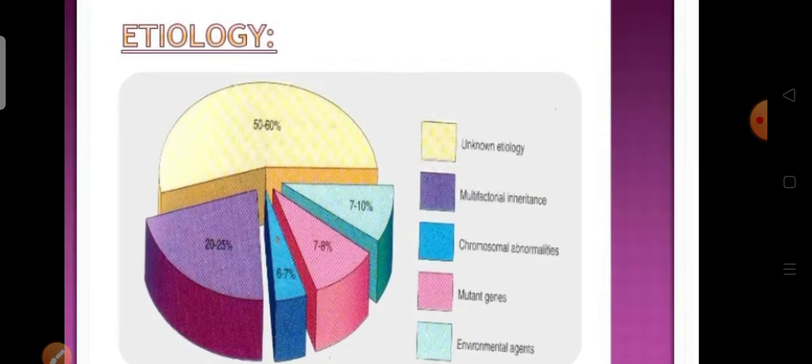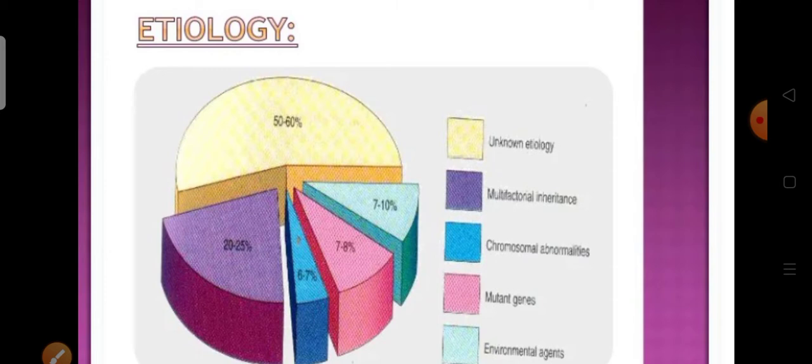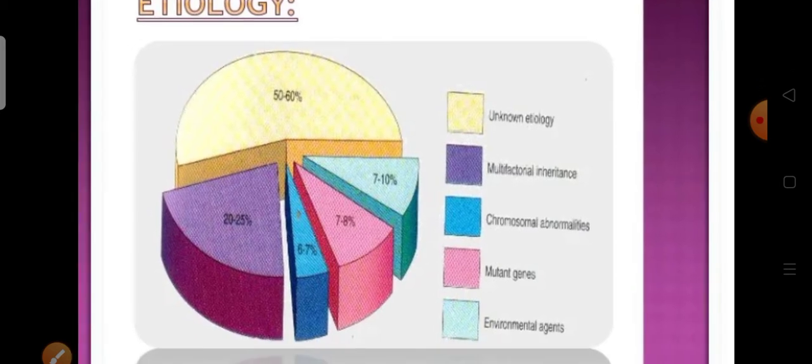Now the etiology. Etiology is nothing but the causes, how the babies come to have this problem. Here there are different causes. 50 to 60% have unknown etiology, we can't tell exactly what the reason is for the baby being affected. Many researchers have still not found the cause. That is why 50 to 60% are unknown etiology.